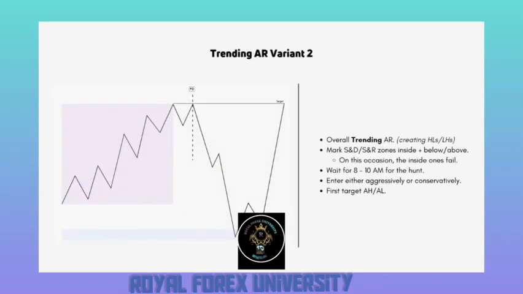Let's have a look at the second variant, which is, as I told you, sometimes the market might respond from the middle, right? You have a beautiful trending Asian range. It's bigger than 30 pips.